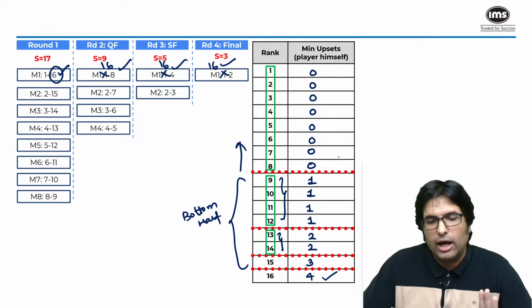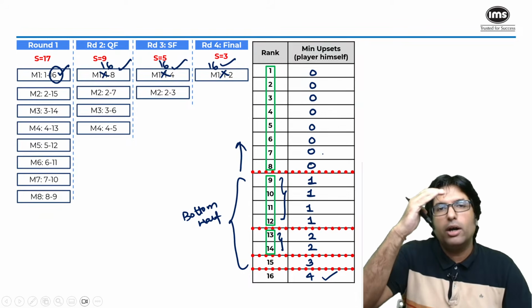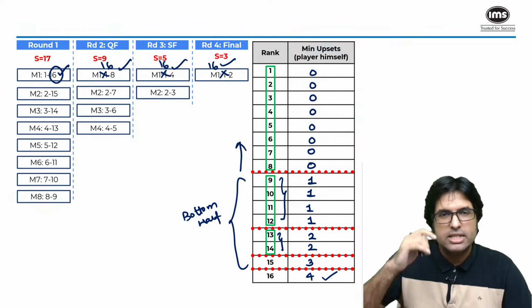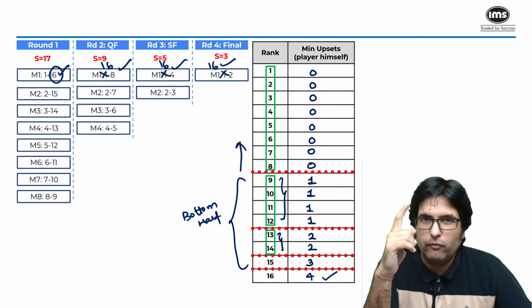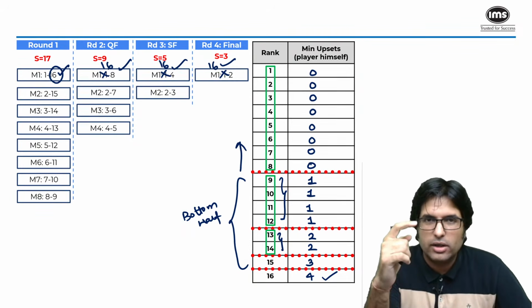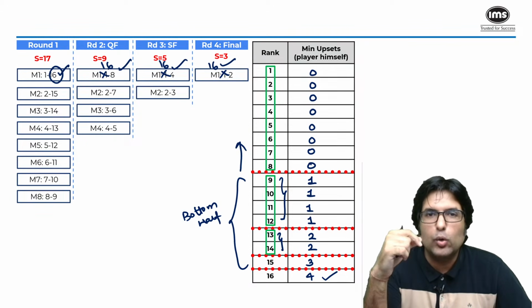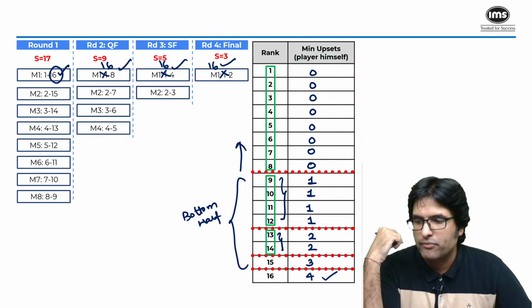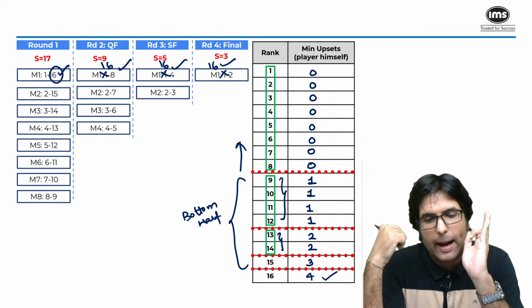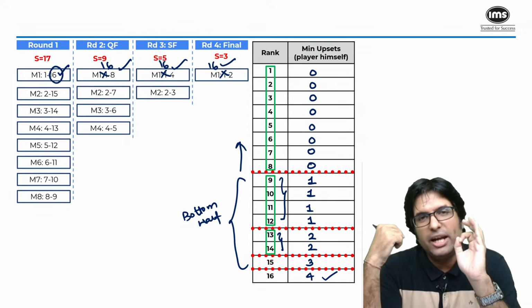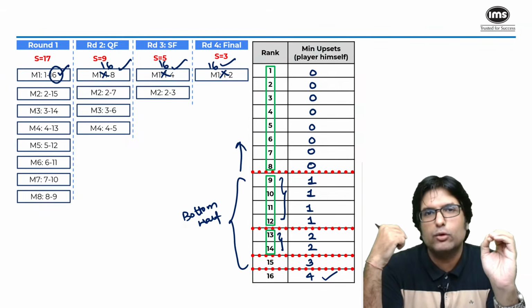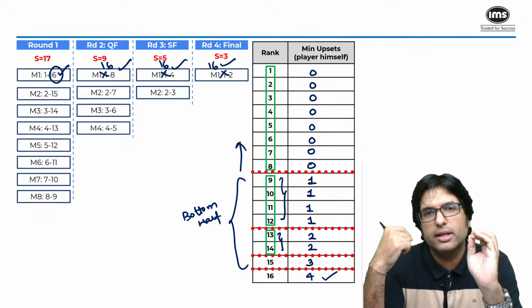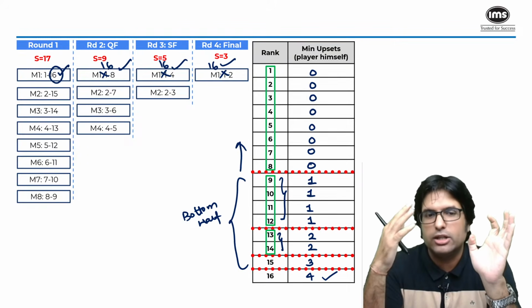Now for 16 players, I hope you get the pattern: keep on dividing the table into halves. Start with 0 upsets for the first half, then 1 upset for the next part of the half, then 2 upsets, then 3 upsets and so on. Type yes if this is absolutely clear to you. Believe me, this is fantastic. If you can understand this, remember this, it will save you tons and tons of time.